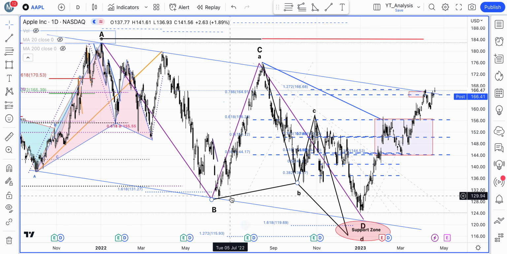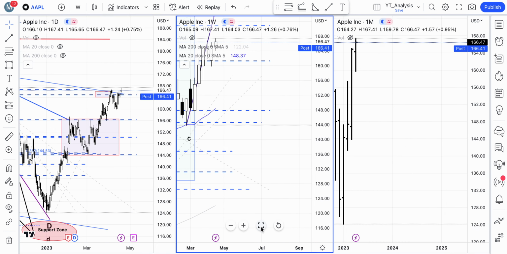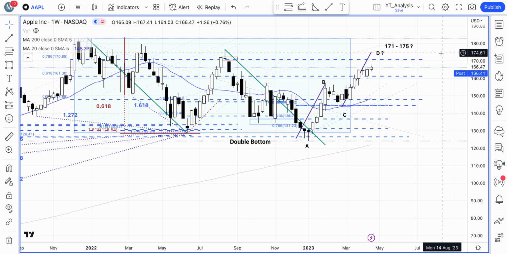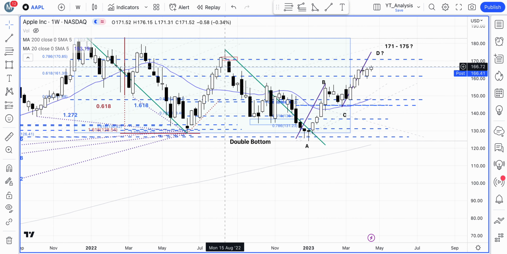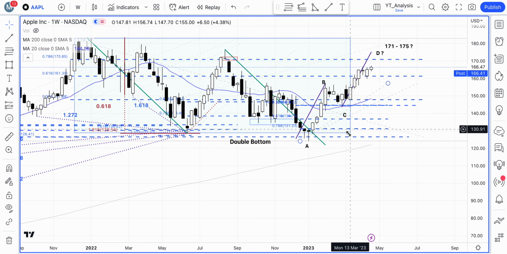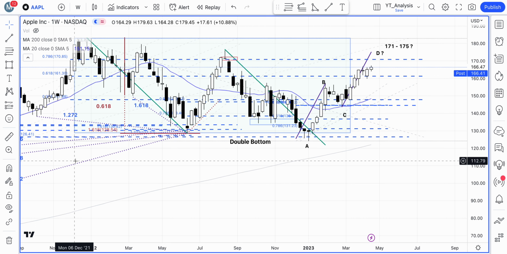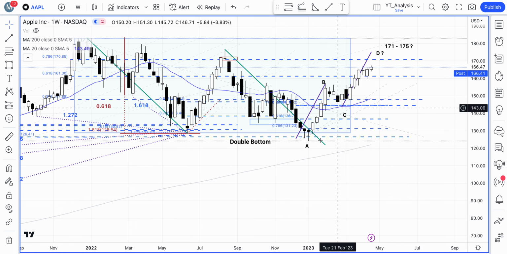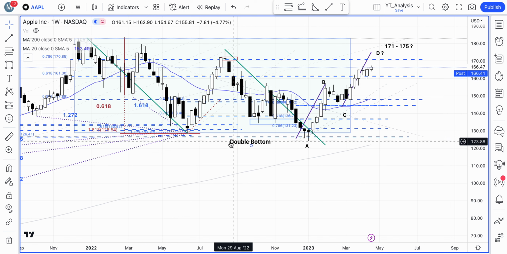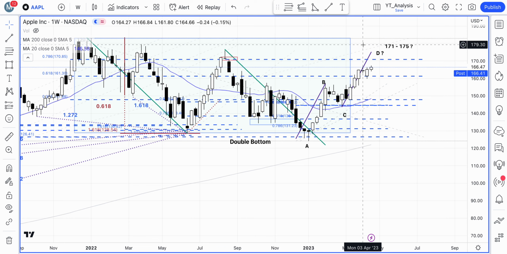So just to recap, on the weekly level we do have a higher level coming in around the $171 per share level, where it's going to challenge the peak or the top back in 15th August 2022. Ultimately, all the stock is doing is moving within this massive trading range, which has been forming since December 2021. After testing the bottom of the range and forming a double bottom here, it's now testing the upper end of the range.